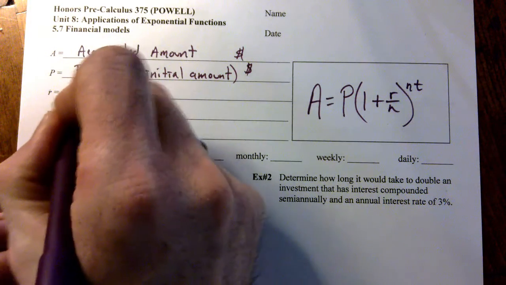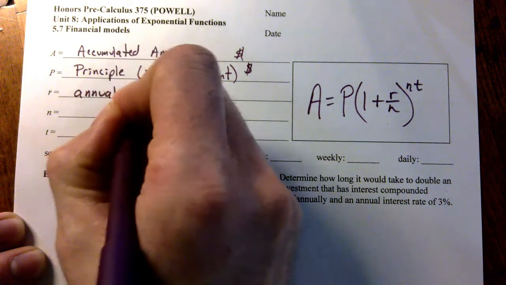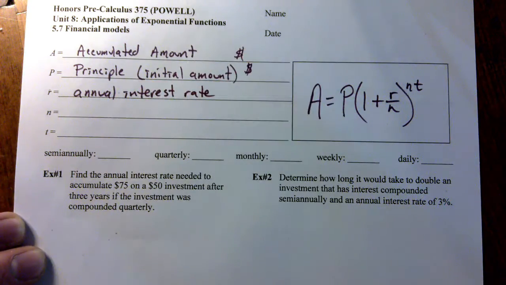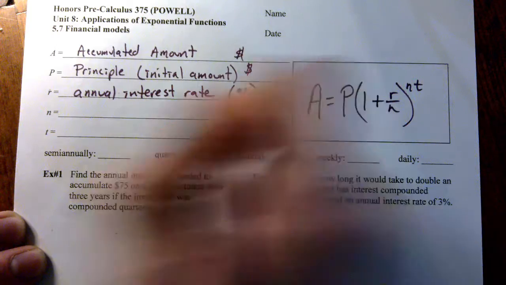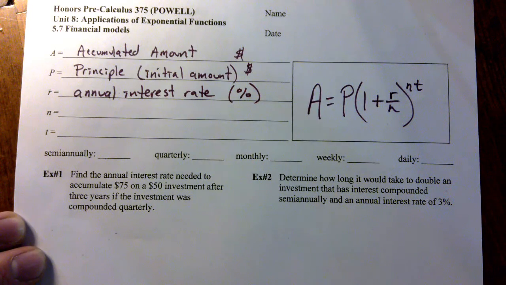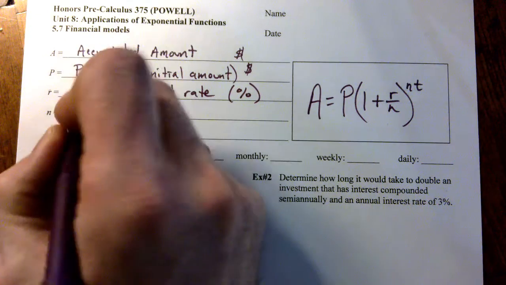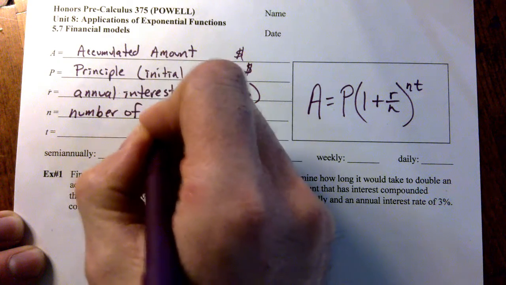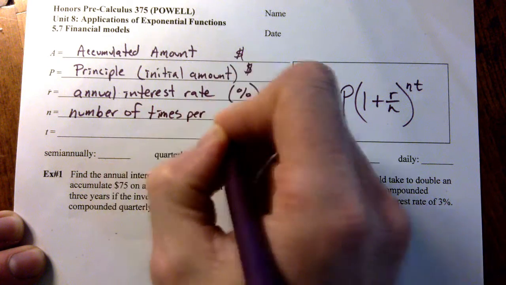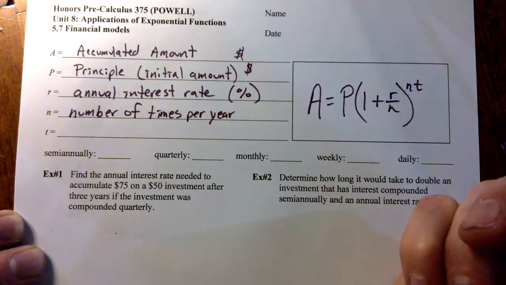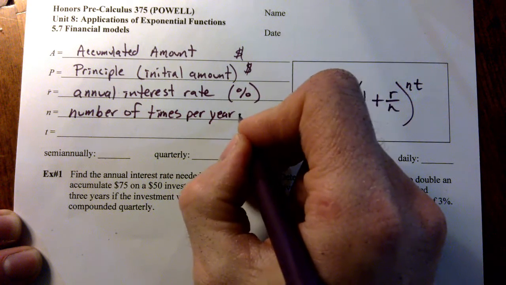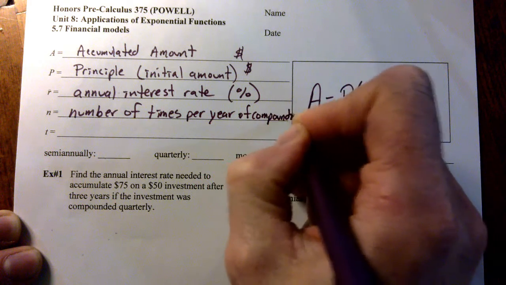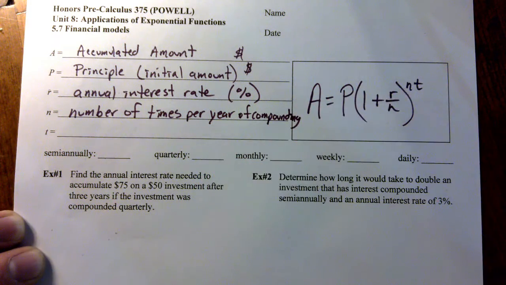Now, R stands for the annual interest rate. And it's important that you understand it's the annual rate, okay? That's often given to you as a percentage in a problem, all right? N stands for the number of times per year that you're compounding your interest. And we will talk about that in just a second, okay? But that word is compounding there, okay?